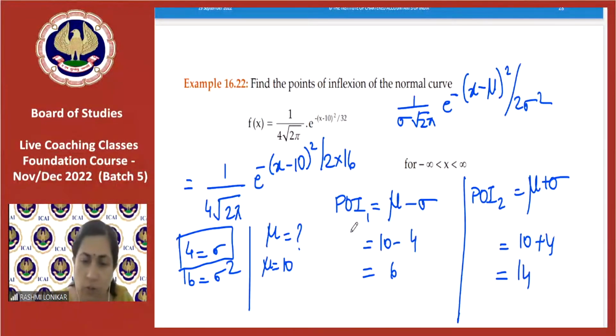Have you understood the points of inflection? Points of inflection are the points where the curve moves from concave to convex or convex to concave.